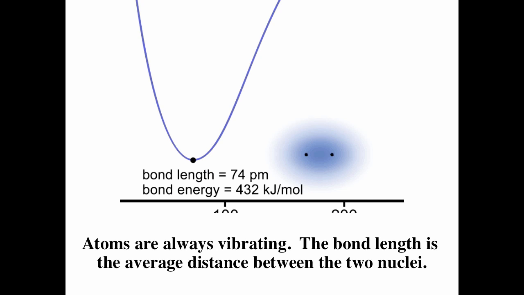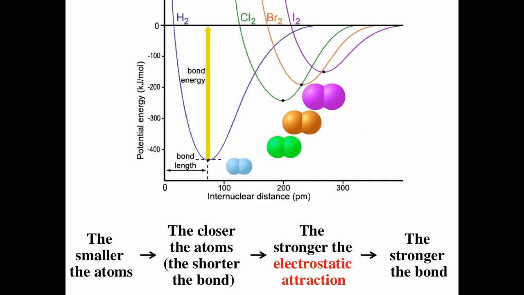And so it's kind of cool. What we can see is that the smaller the atoms, the closer the atoms, the stronger the bond, because if the atoms get closer, you can increase the electrostatic attraction. And so we can compare H2 versus Cl2, Br2, and I2. H2: smaller, closer, stronger bond. Cl2 is going to be smaller and closer than Br2 and I2. Remember, it just follows the periodic trends. As you go down the periodic table, the atoms actually get bigger. And so iodine is going to be bigger than bromine, which is bigger than chlorine, which is bigger than hydrogen. And so the smaller the atoms, the closer the atoms, the stronger the electrostatic attraction, the stronger the bond.